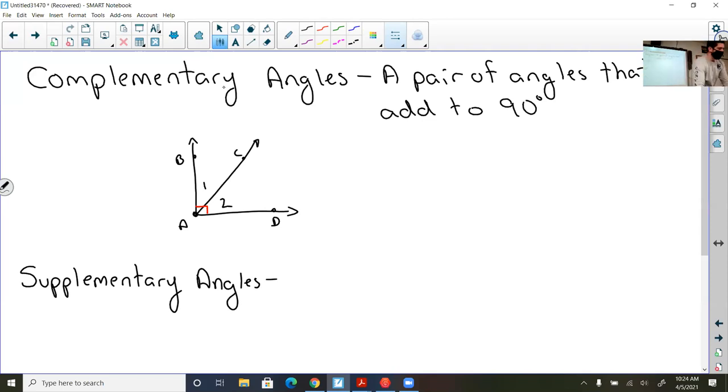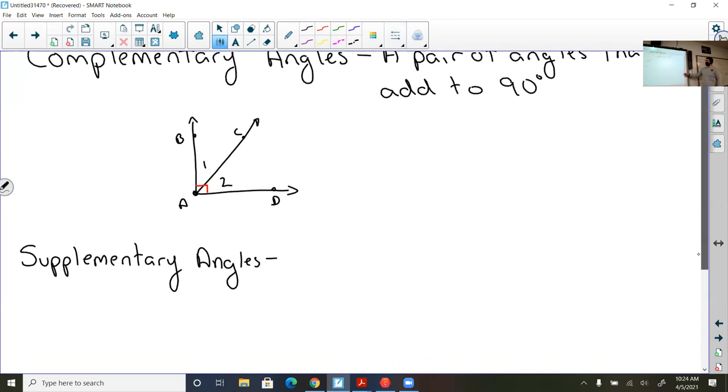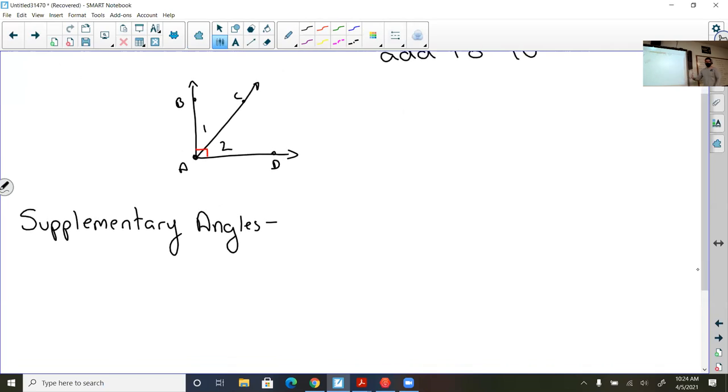Second to last word, supplementary. If you were to have supplementary angles, that means that you have a pair of angles that add up to 180 degrees. It would be the same thing as having a linear pair if they were next to each other.